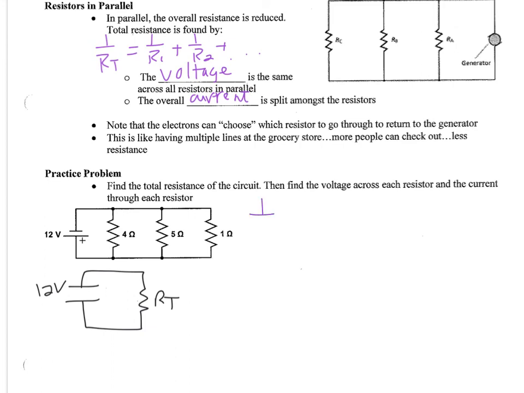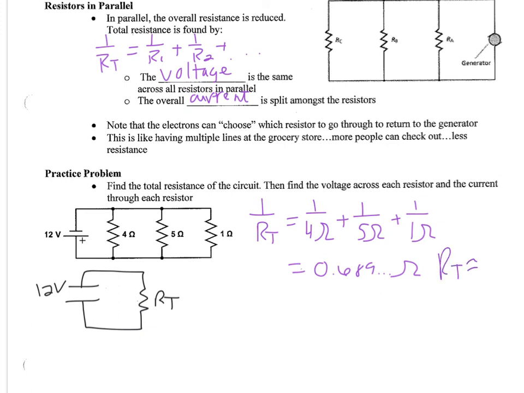To find the equivalent total resistance, we're going to take 1 over 4 ohms plus 1 over 5 ohms plus 1 over 1 ohm. So a fourth plus a fifth plus 1, and then we're going to take the reciprocal of that answer. This comes out to 0.689, keeps on going ohms. So it asks for the total resistance in the circuit. My total resistance, again, we're not going to worry about sig figs here. It's about 0.7 ohms.